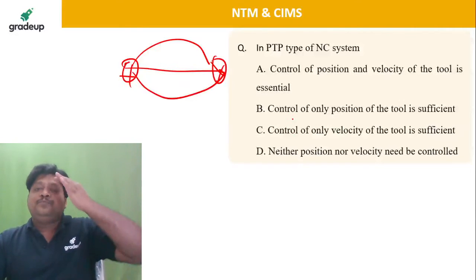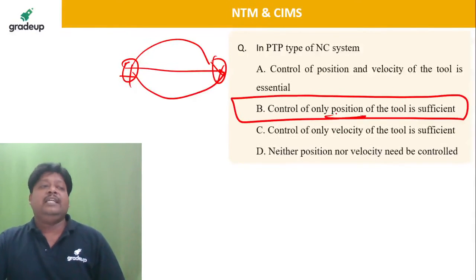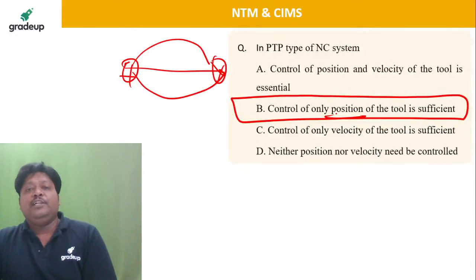So tell me, control of only position is sufficient. Yes, B, Bombay is the correct answer. So I hope in point to point, B, Bombay is correct. Very good.